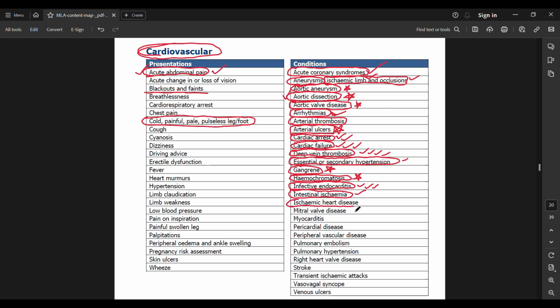Next, you have ischemic heart disease. Of course, myocardial infarction, a favorite topic all the time. So, of course, prepare this well. This will probably show up in your exam.